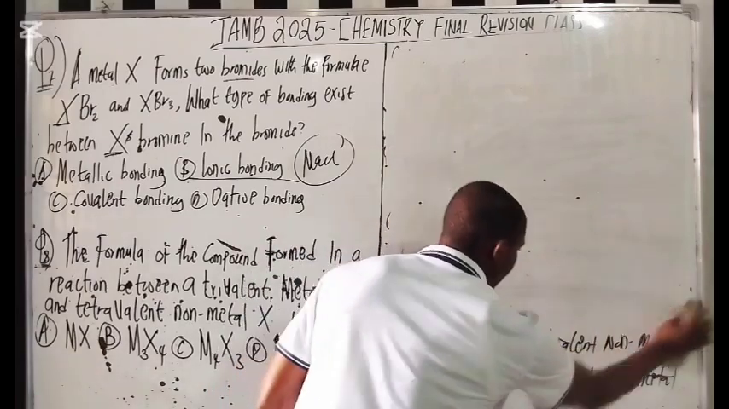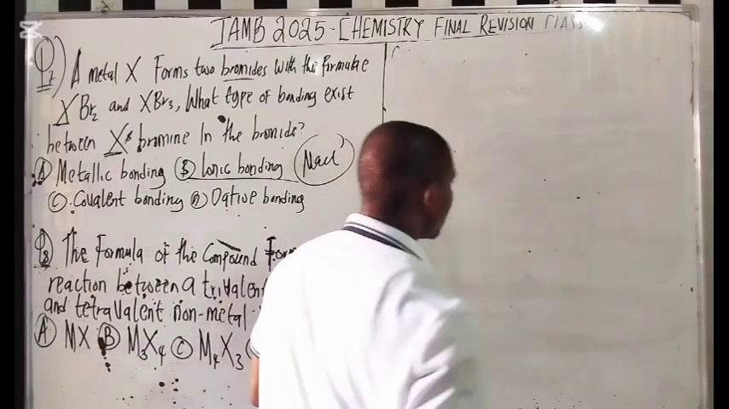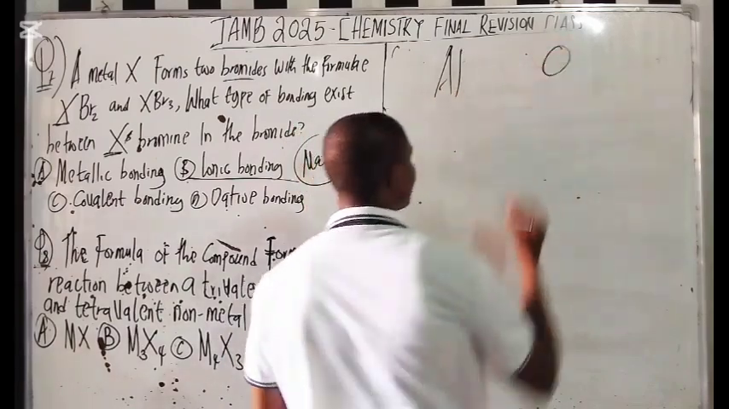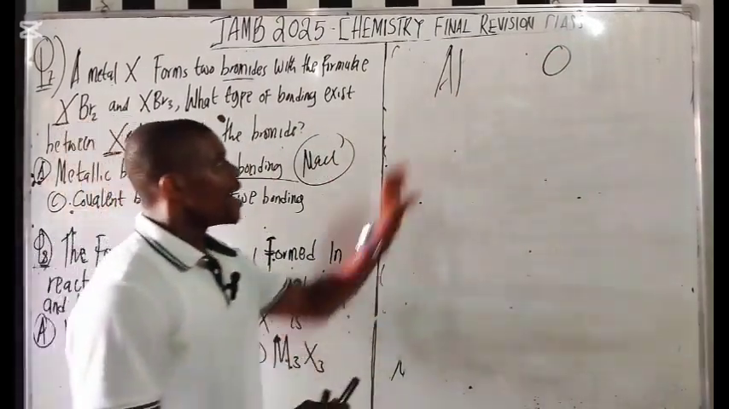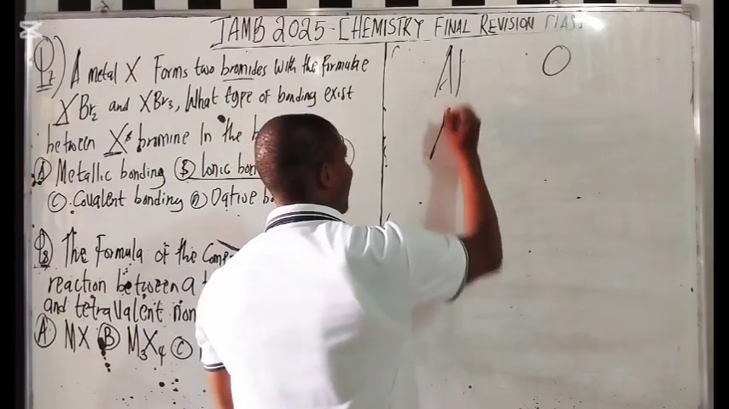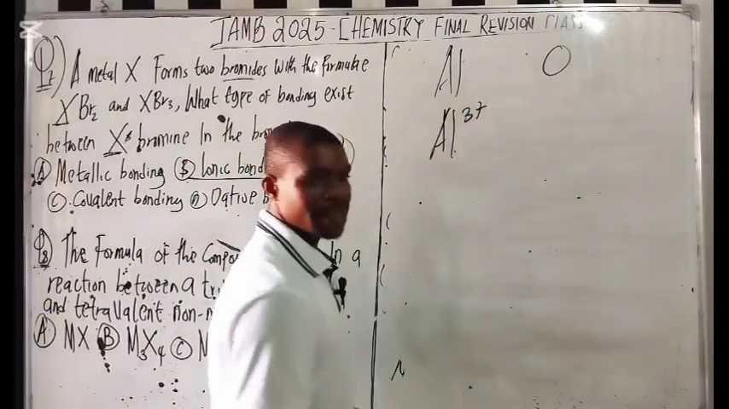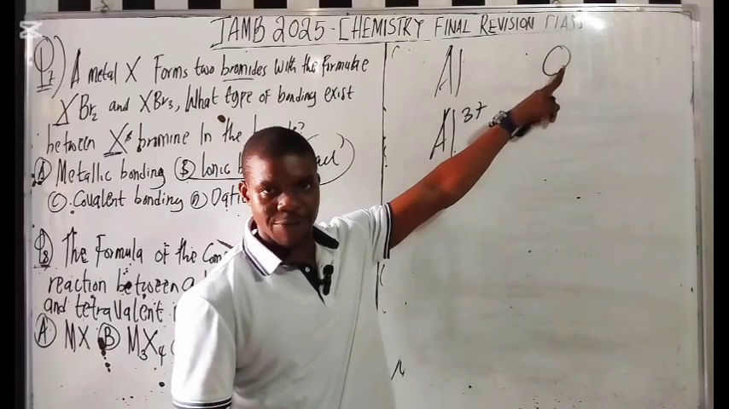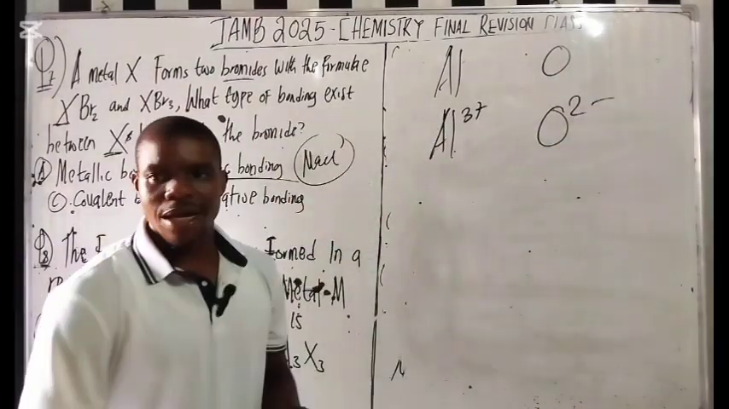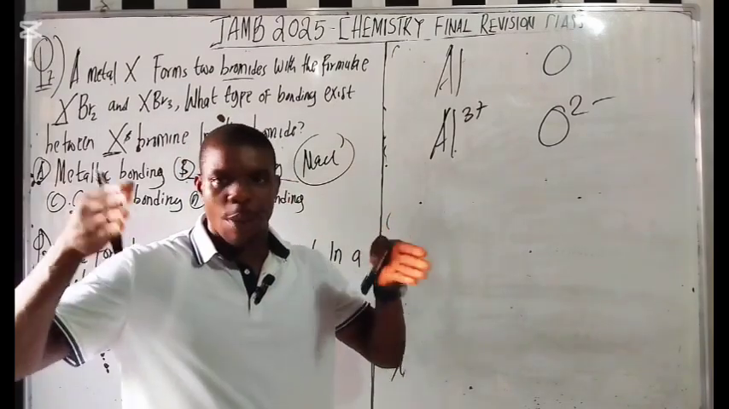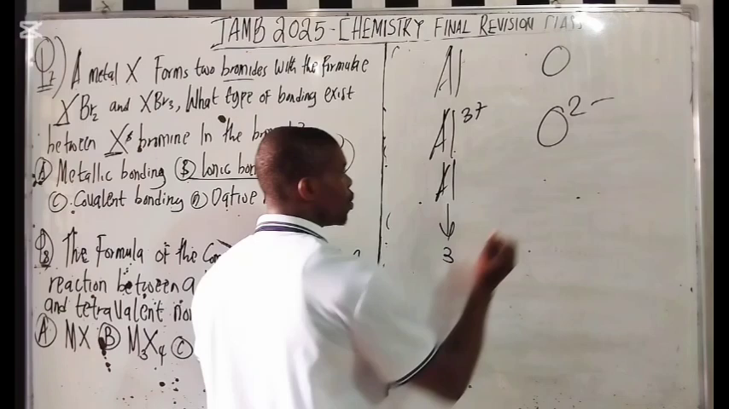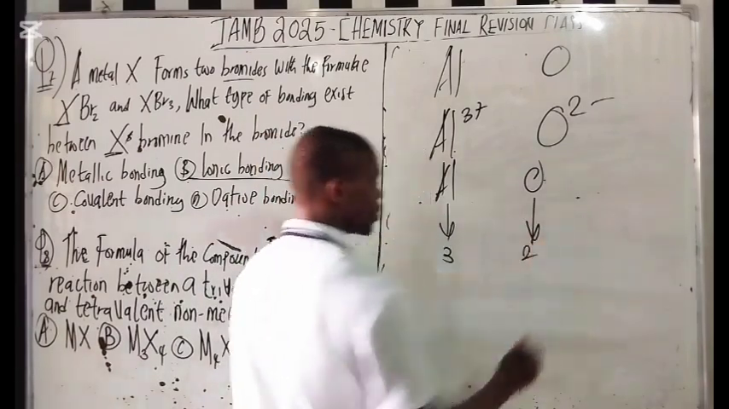Let us say, for example, you are combining aluminium and oxygen. Aluminium is trivalent plus, so you have Al3+. Oxygen is divalent here, O2-. How do they combine? It's very easy. Here we have Al, which is 3, and O, which is 2.